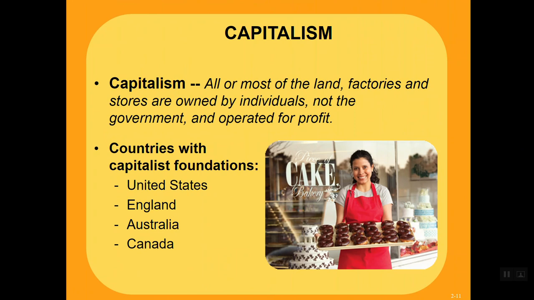Some examples of countries that are capitalism based are the United States, obviously, you know that from living here, or if you're from another country, England, Australia, and Canada. Businesses are operated for a profit with the factors of production owned by individuals.